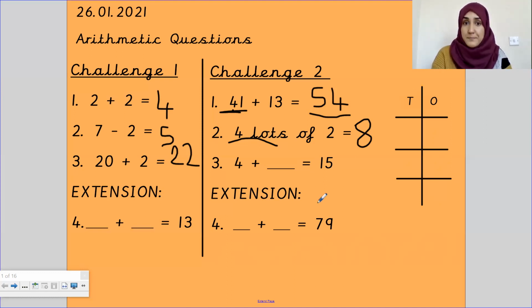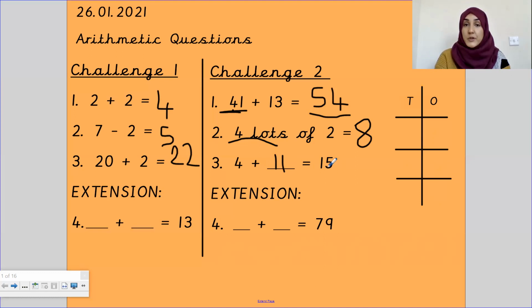So let's do both. First, let's start with counting forward. So 4 add something equals 15. So I'm going to put 4 in my head and I'm going to keep counting on my fingers until I get to 15. So 4, 5, 6, 7, 8, 9, 10, 11, 12, 13, 14, 15. So that's 11. So 4 add 11 equals 15.